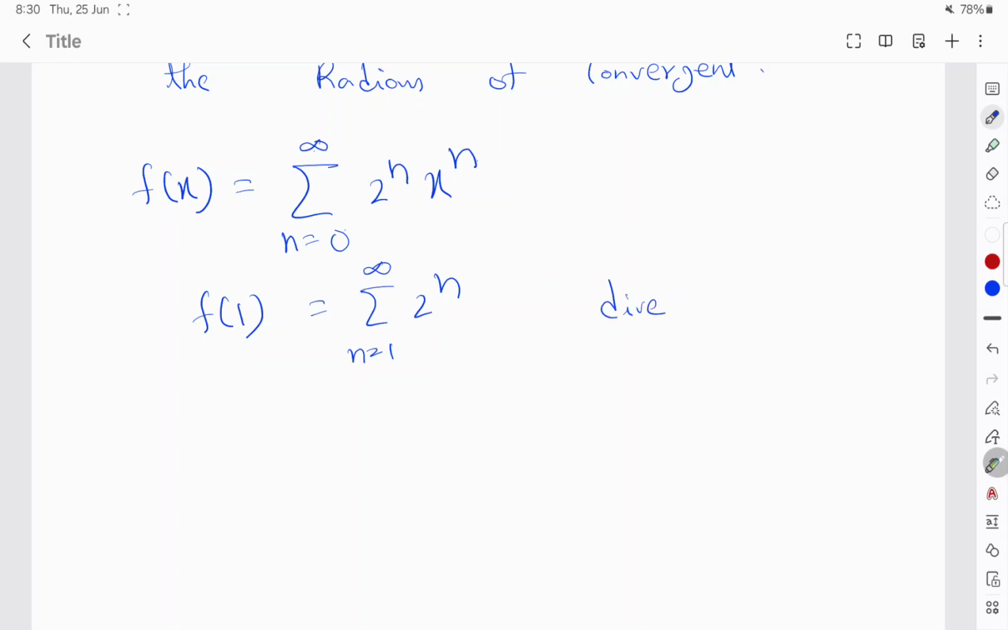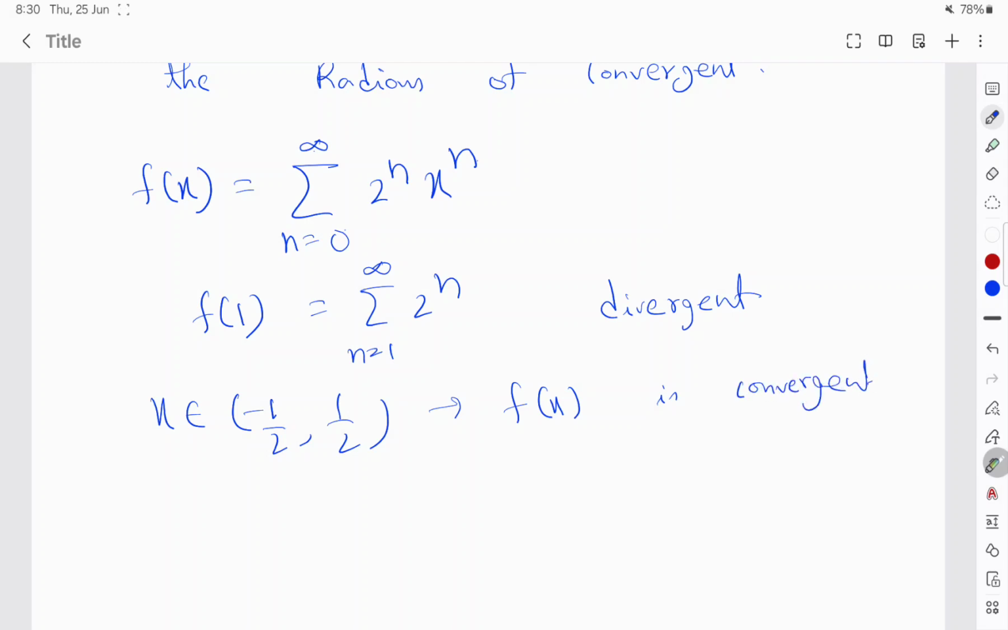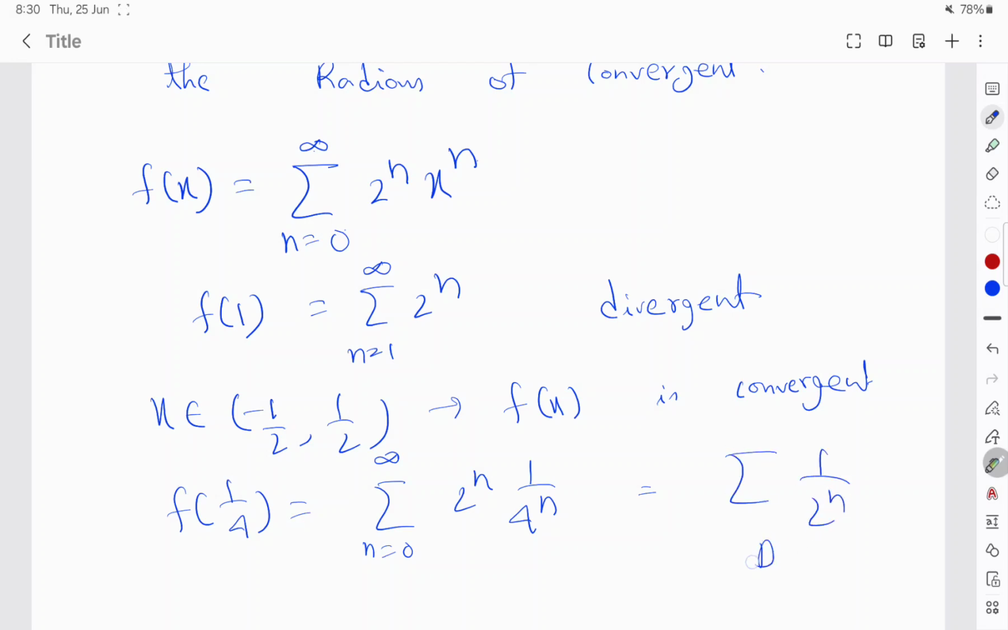So can you say for which range of values this will converge? You see, if you take x belonging to minus 1 by 2 to 1 by 2, for this range f of x will converge. You can take any number, for example f of 1 by 4. So what you will get is 2 to the power n into 1 by 4 to the power n, right? So overall you are getting summation 1 by 2 to the power n. So this is obviously convergent. In this way you can check.